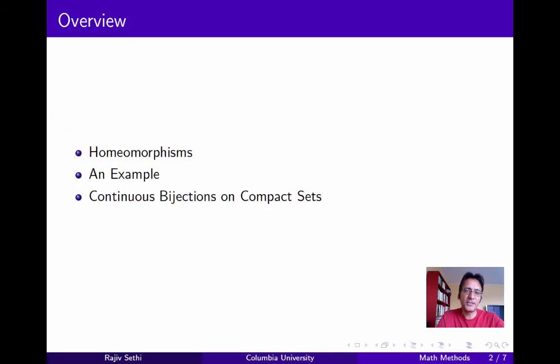So we'll start with the definition of a homeomorphism, then look at an example to see that not all continuous bijections have continuous inverses, and finish up with what's called the homeomorphism theorem, which states that a continuous bijection on a compact set has a continuous inverse and is therefore a homeomorphism.